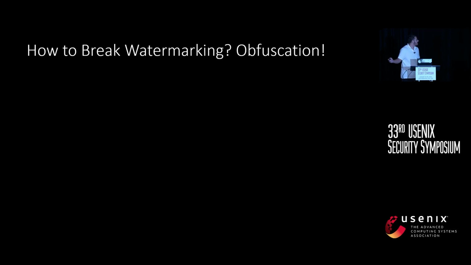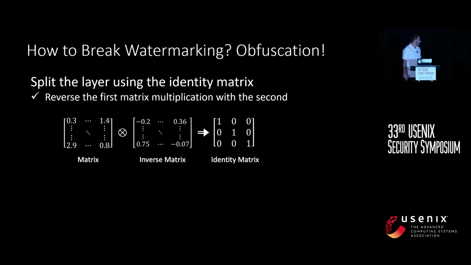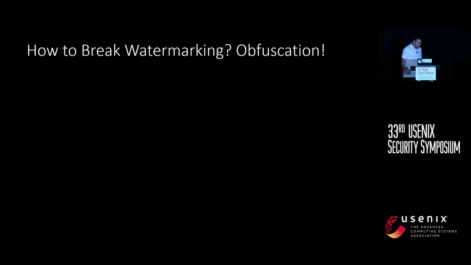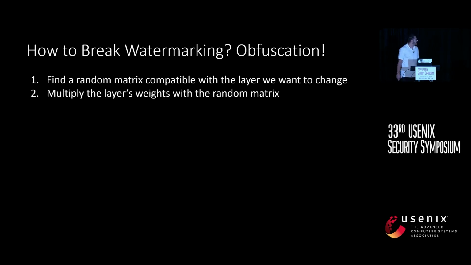So our solution: obfuscation. We want to split the layer using the identity matrix. The identity matrix has this common property that whatever is multiplied by the identity matrix returns itself. So for example, we know that the yellow layer has been watermarked. We split the layer into two layers that maintain the same output and the same behavior. So how would a simple pipeline of this work? First, we find a random matrix compatible with the layer we want to change. Then we multiply that matrix with the original layer weights, and then we calculate the inverse of the new matrix.